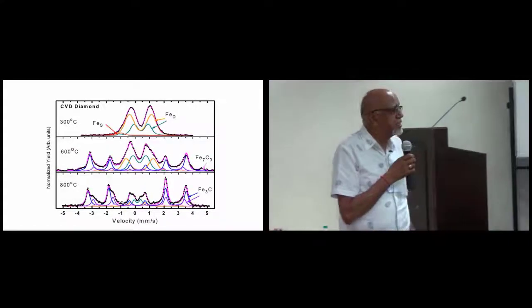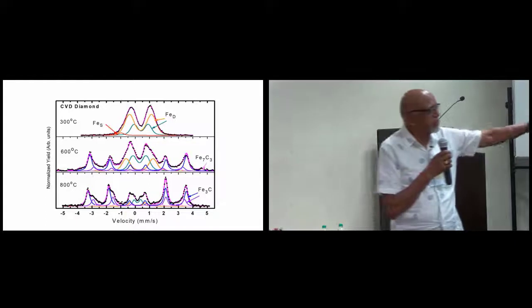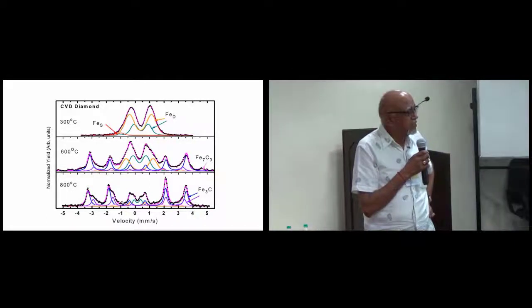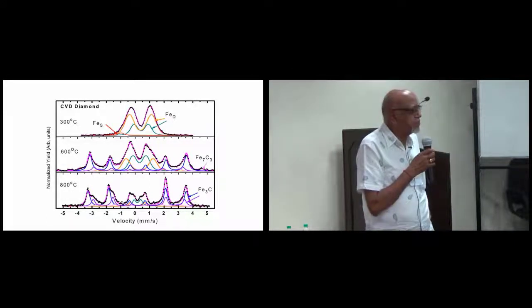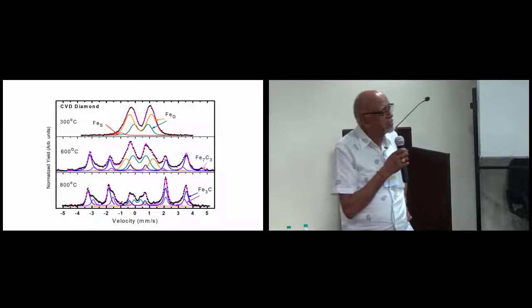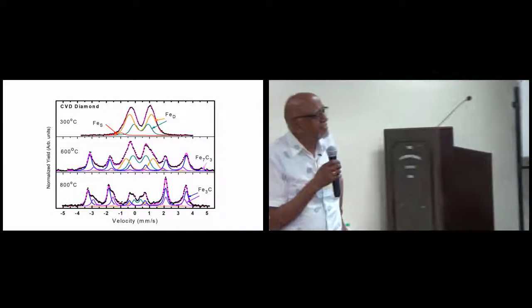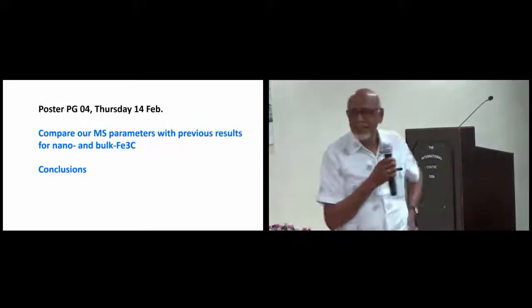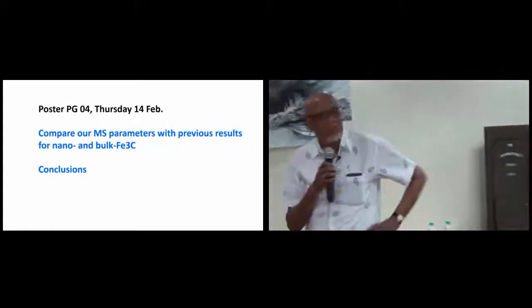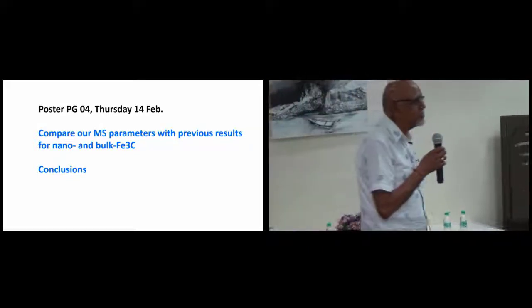And here in the CVD diamond, there's quite a dramatic change. When you get to 800 C, the damaged doublets virtually disappear in the middle. What you are left with is three sextets that could be fitted to the spectra. And the punchline, no conclusions, but come and see poster PG04, Thursday, 14th Feb.